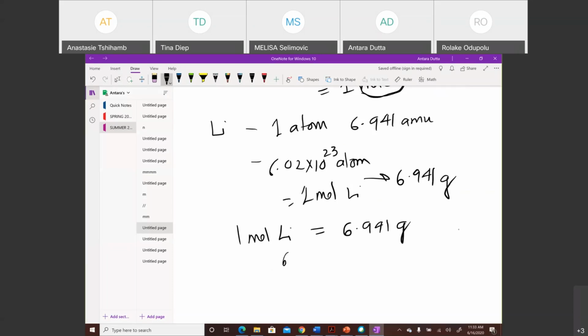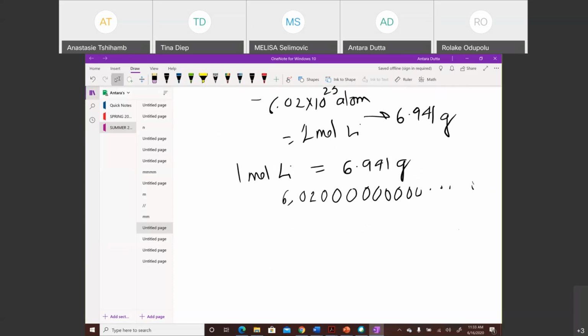I cannot even write it here, it will continue like this. That many atoms should weigh 6.941 grams. Everybody clear with that?